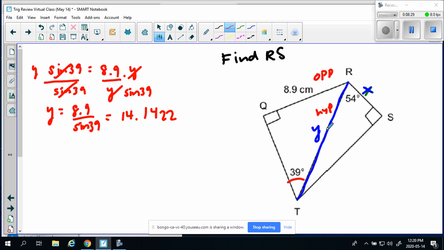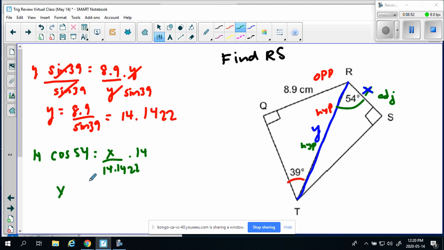So we have this piece and we are looking for this piece. So we got to label this one. So this is adjacent and hypotenuse. So then we're going to use cos. So cos of 54 is x over y, which is 14.1422. So we multiply both sides by this number, and then I'll have x is equal to 14.1422 times cos of 54.